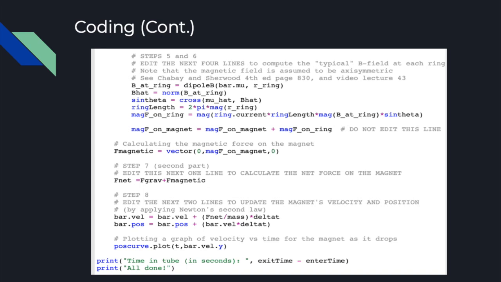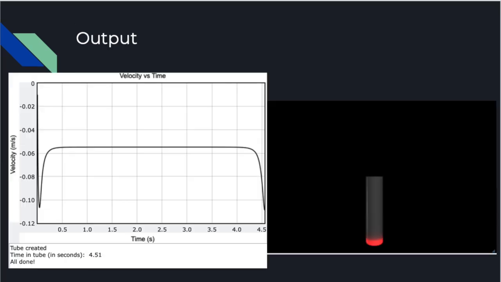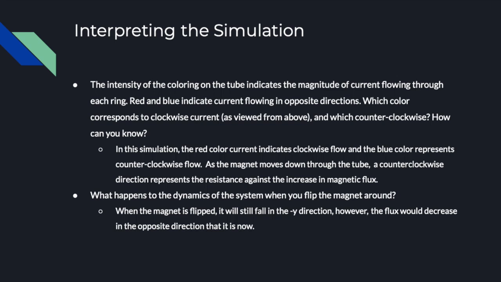To continue, this final section of code shows how to compute the magnetic field at each ring, and from there, we know the total magnetic force is the magnetic force plus the force of gravity. To finish the code, we write 2 lines that update the position and velocity of the bar magnet as it drops through the tube. Here is the output of my code. As you can see, the velocity versus time graph at one point turns into a constant value for most of the graph. Additionally, the time in the tube as computationally calculated is 4.51 seconds, which is much longer than the experimental time calculated. Now we will interpret the simulation.